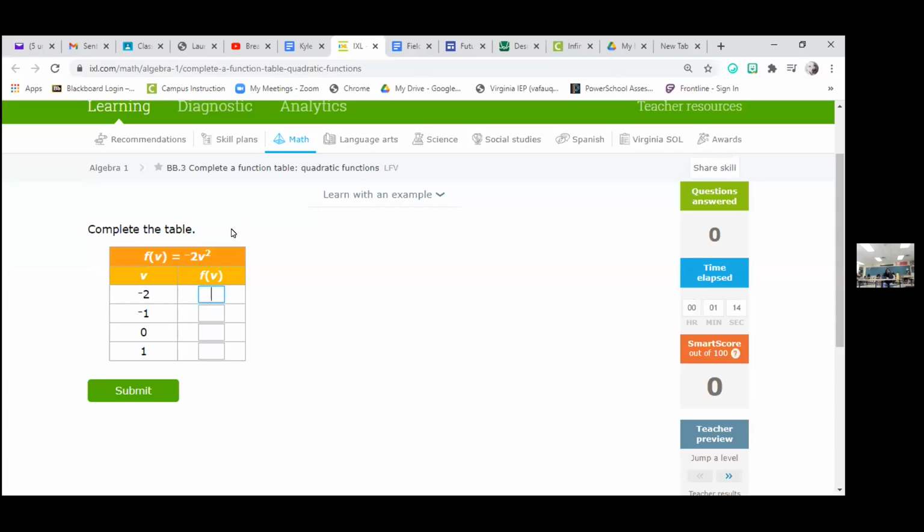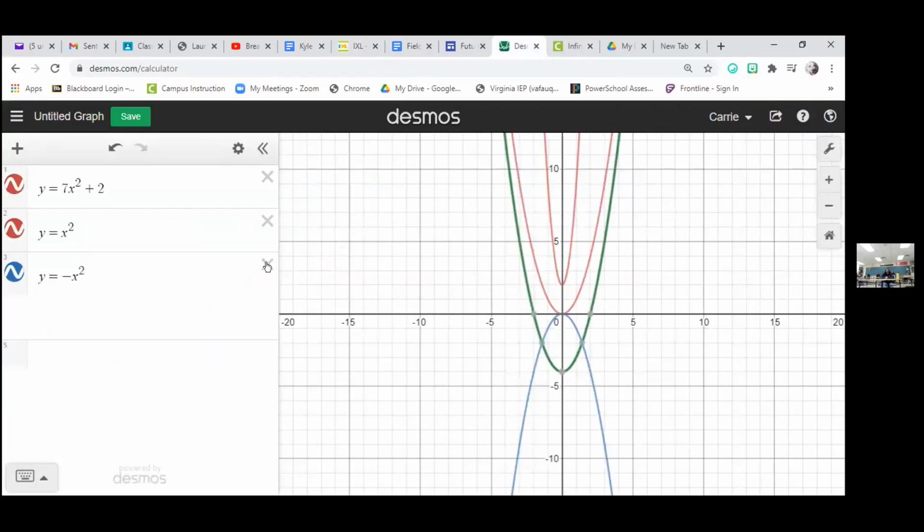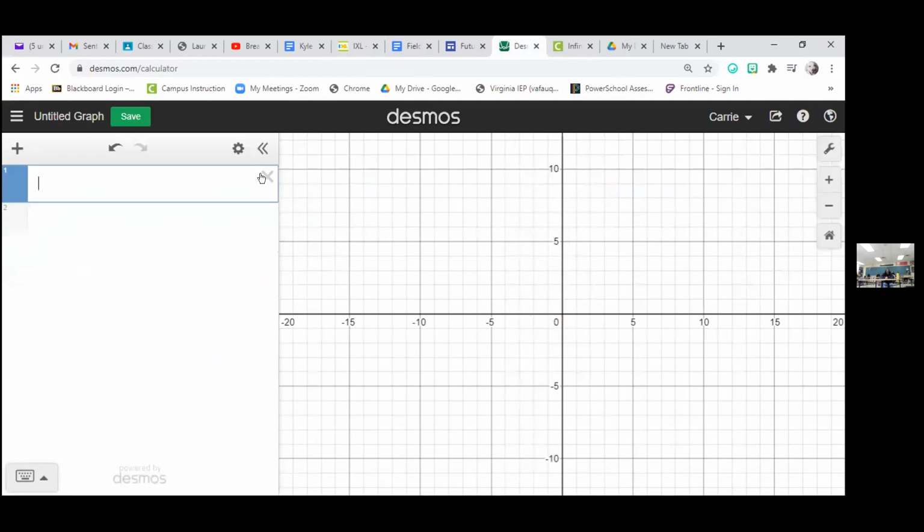Practice this. I'm going to take this one, f of v equals negative 2v squared, and go to Desmos. Okay, so here we are. I'm going to get rid of all of these pretty ones that we've worked with before.